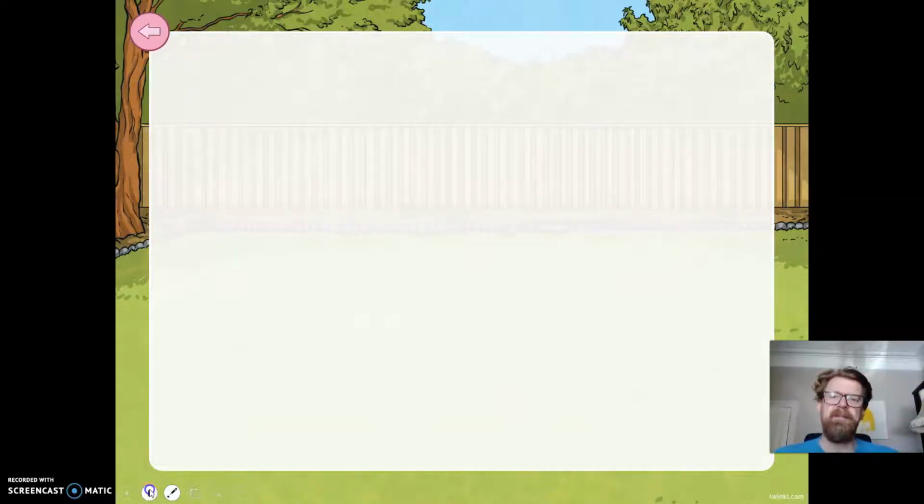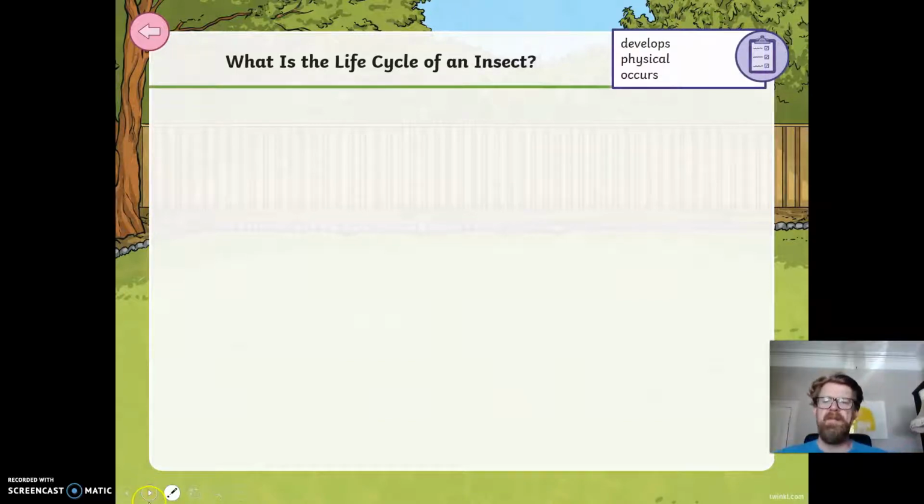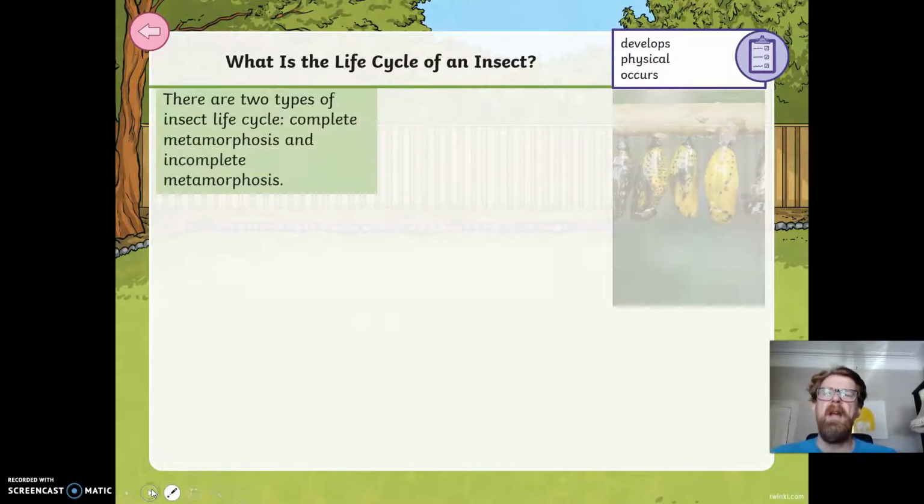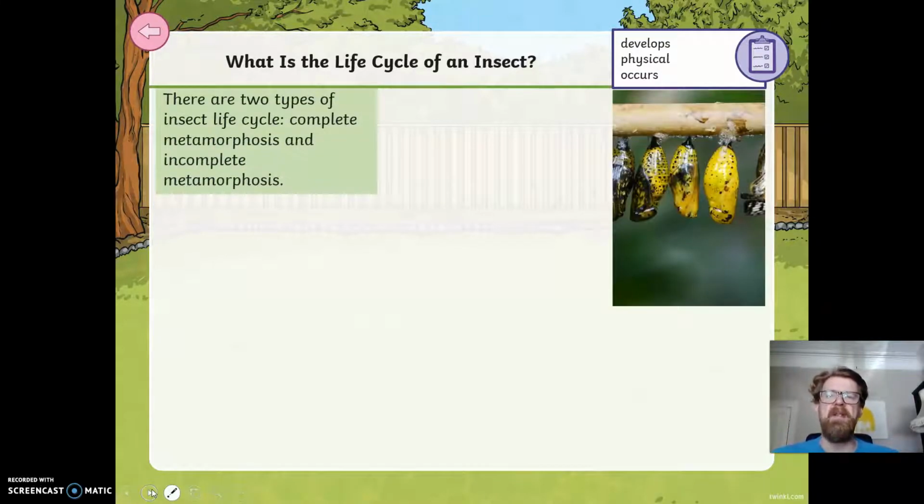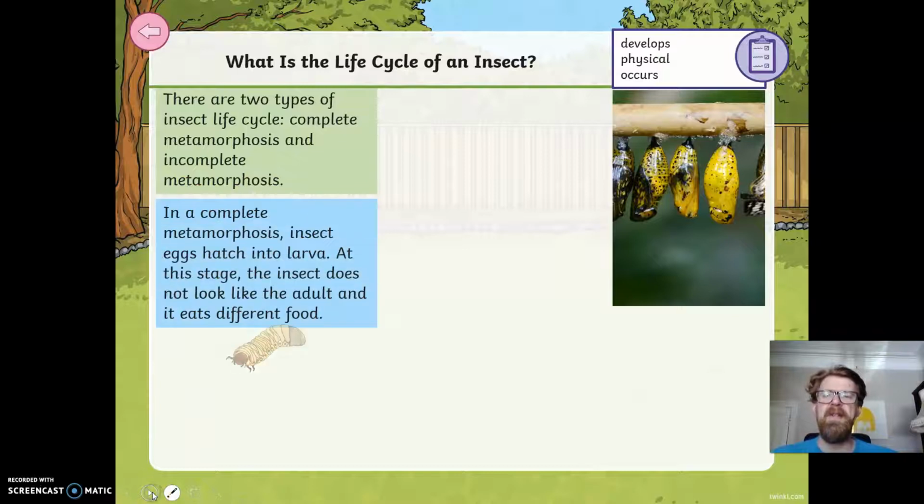Pretty picture of a flower. So we've done some of this last term, so it's not surprising that I always want to go back and check that we're on track with our learning. Two types of insect life cycle: there's a complete metamorphosis and an incomplete metamorphosis. A metamorphosis is when something changes.